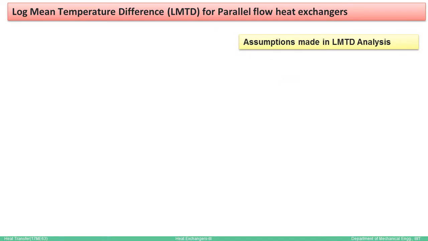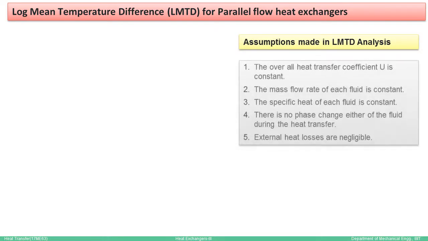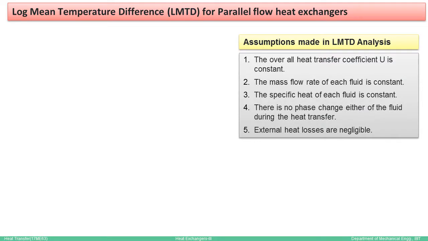There are some assumptions made in LMTD analysis. Few of them are: overall heat transfer coefficient U is constant, mass flow rate of each fluid, hot and cold fluids, is constant. That is, if you take mh dot and mc dot, they are constants, and specific heat of each fluid is constant. And also there is no phase change during the heat transfer process, and external losses are neglected.